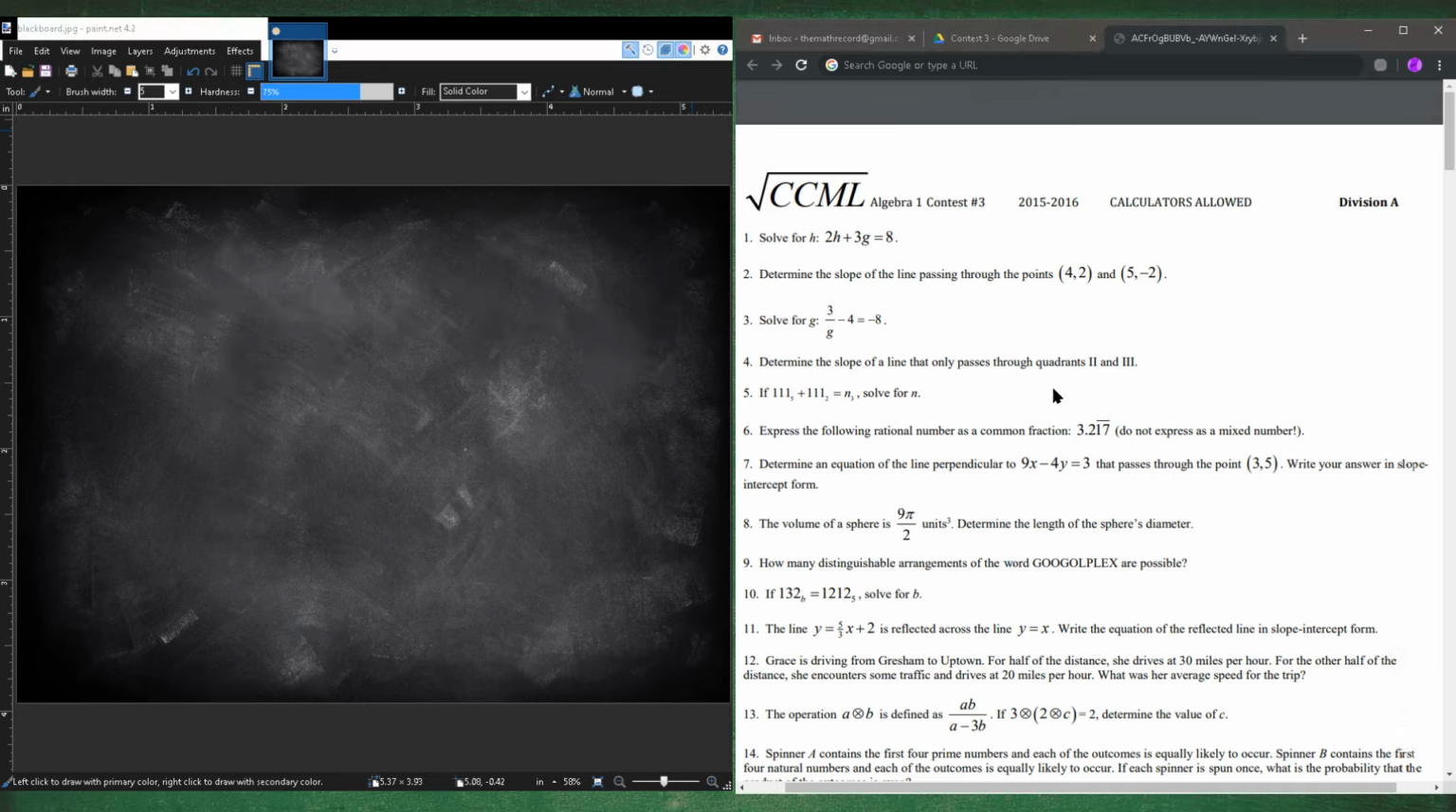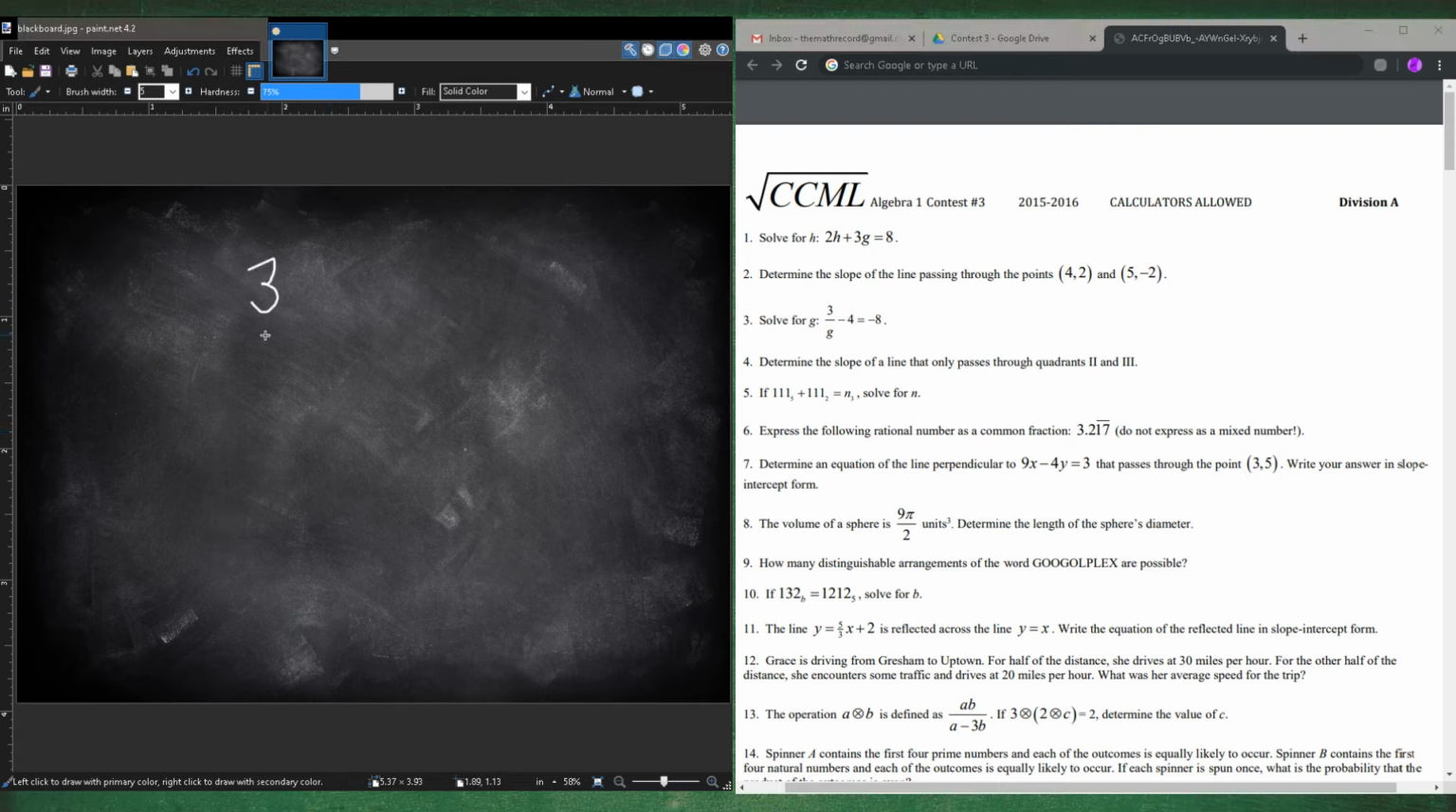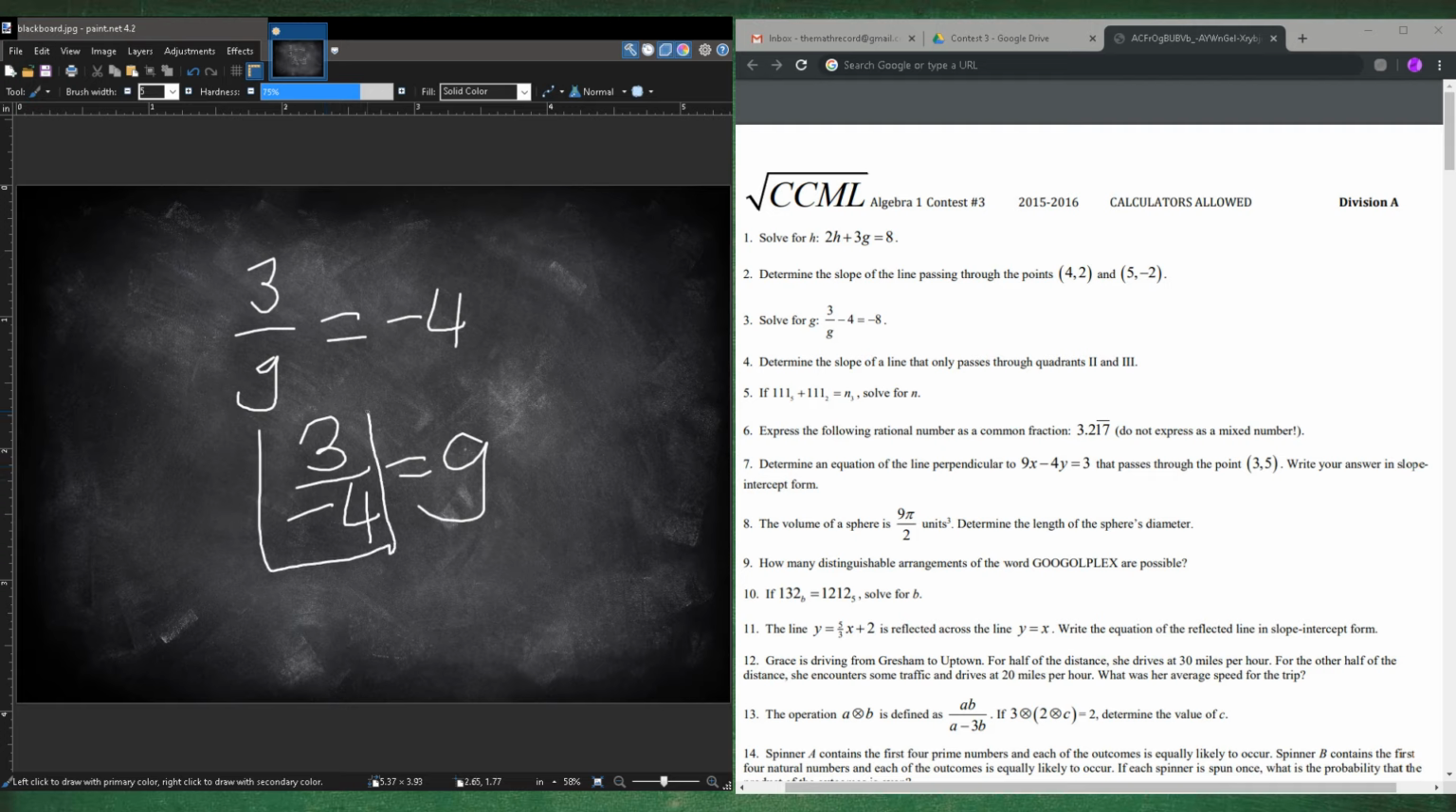Question 3. Solve for g, where 3 over g minus 4 is equal to negative 8. So add 4 to the other side, so 3 over g is equal to negative 4. And then you basically just have 3. You switch places for the g and the negative 4 to make g. So your answer is 3 over negative 4.